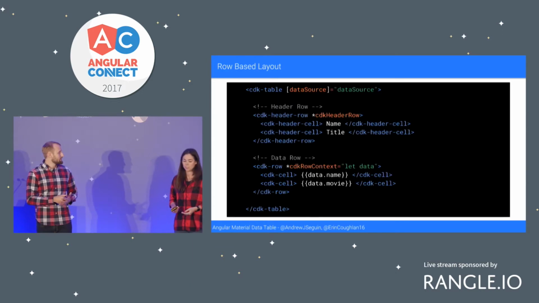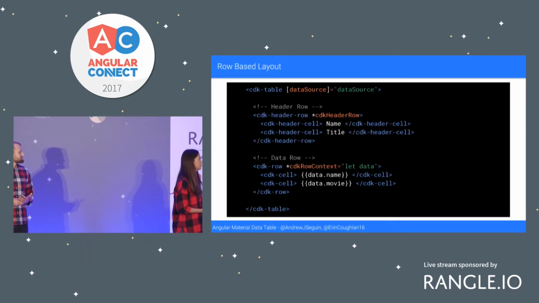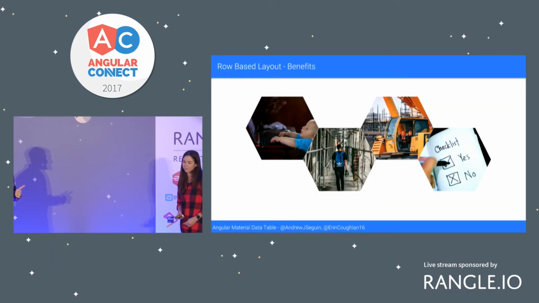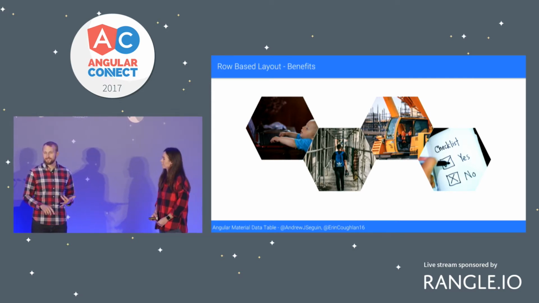Pretty simple. If we put it together, we have the header row and the data row. Again, it looks like the HTML table here. We liked it. This was good. We're off to a good start. It looked simple to use. It was intuitive. It made sense, right?